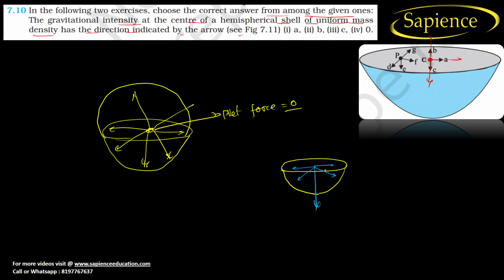So the maximum force will act downward, because if there is a force acting in this direction, it will have two components: a component in this direction and a component in this direction. Both will cancel out. But at the same time, the component of this force is in the downward direction, and again the component of this force is also in the downward direction. So the net force is in the downward direction.